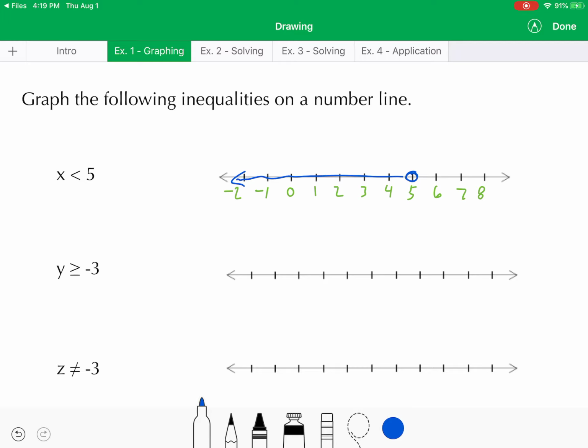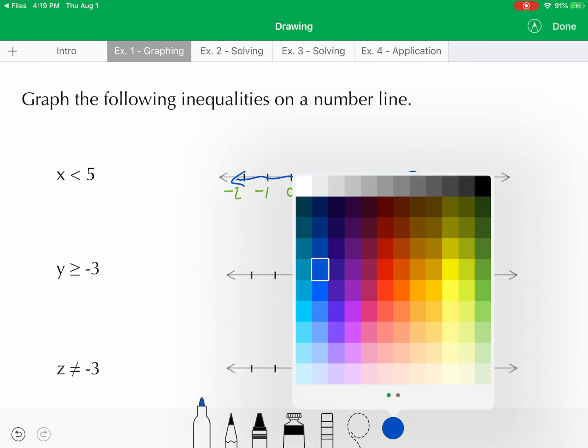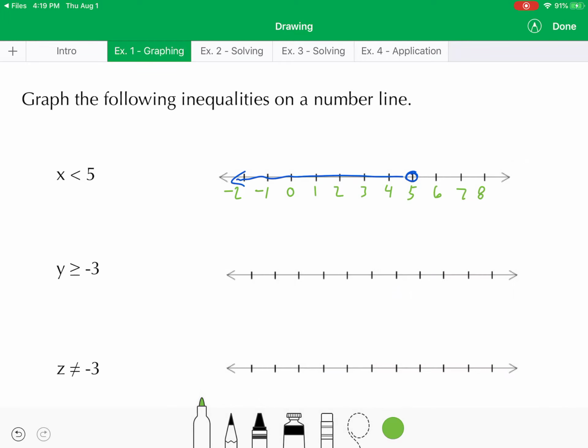Y is greater than or equal to negative 3. So once again, let's label here. I'll put 0 more towards the center this time. Always label your number line with integers. And just understand that in between the tick marks and the integers are an infinite amount of rational numbers, irrational numbers that represent decimal approximations.